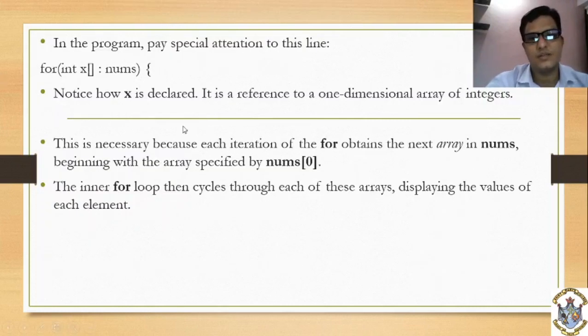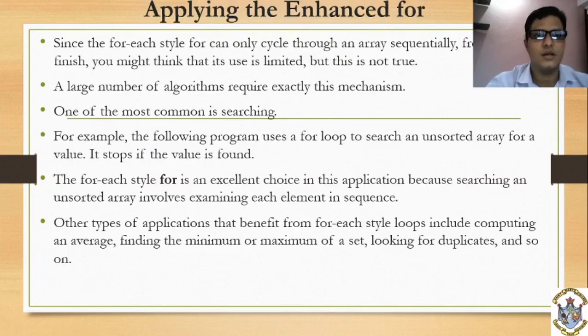Here the same explanation as given applies. I don't want to give further explanation. Now, where are you applying this enhanced for loop? This kind of enhanced for loop is required for sequential access. Sequential means it has to check continuously. A large number of algorithms require exactly this mechanism. One of the most common is searching. In searching, these kinds of enhanced for loops are important.